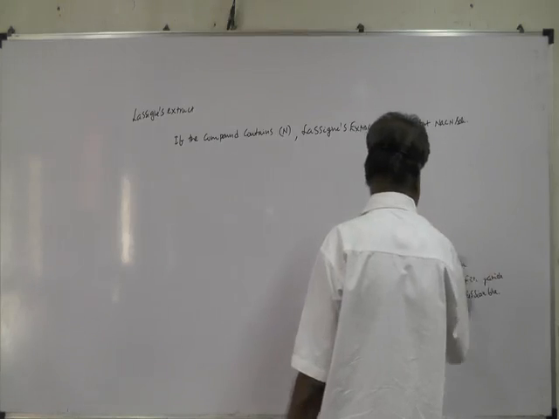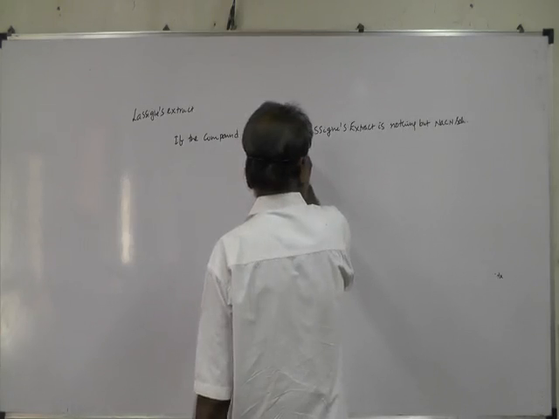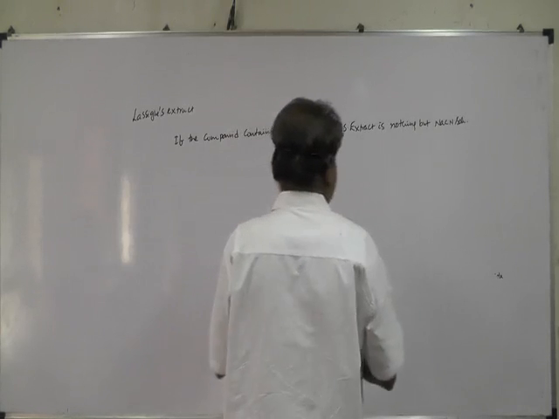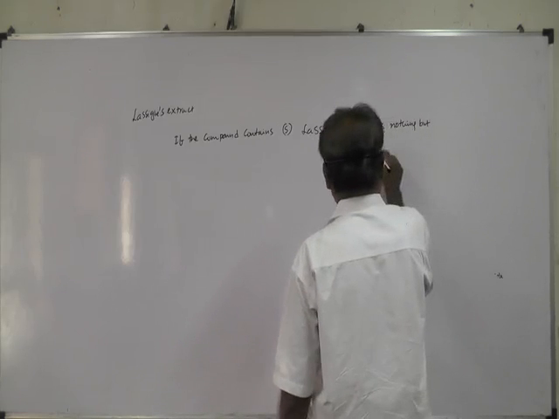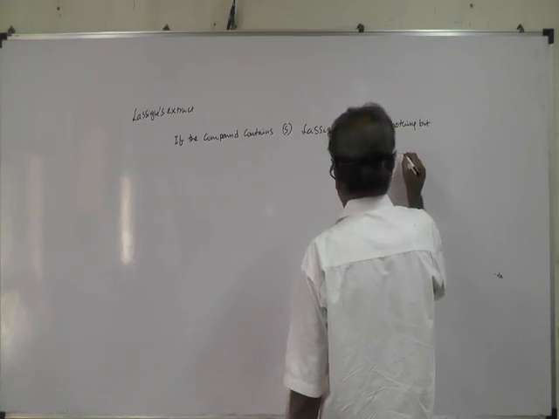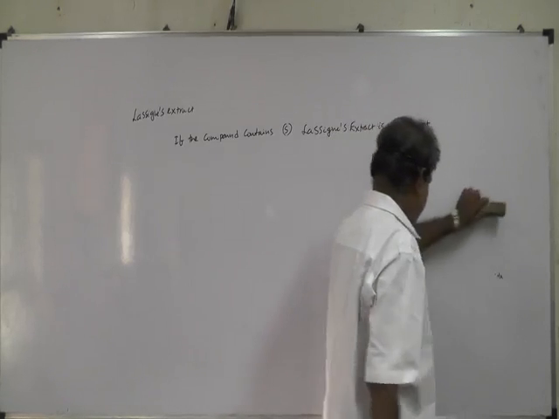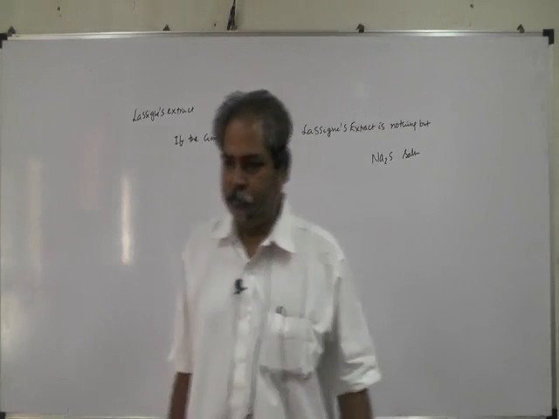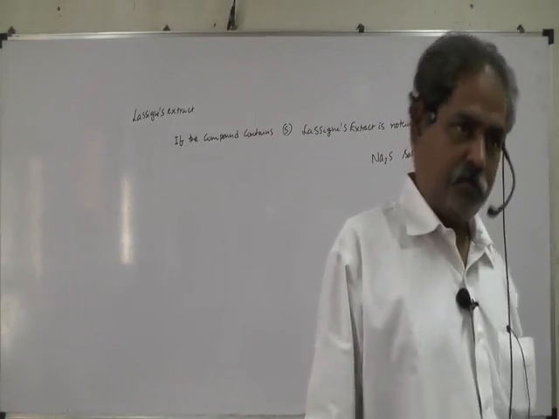If the compound contains sulfur, Lassaigne's extract is nothing but sodium sulfide solution. And you test for sulfide. So by default, we have cyanide also in our syllabus. Cyanide, thios, quickly.